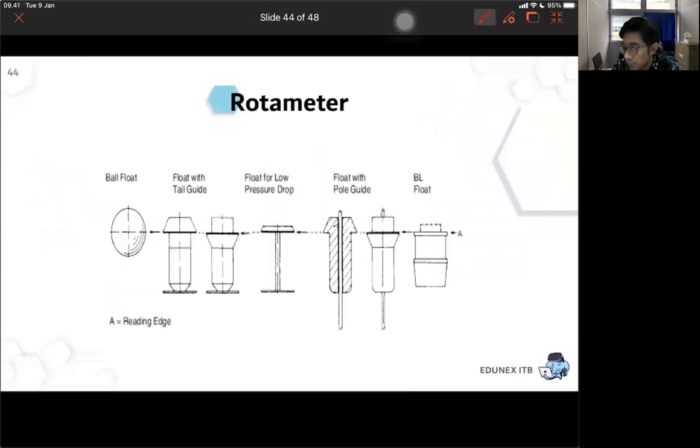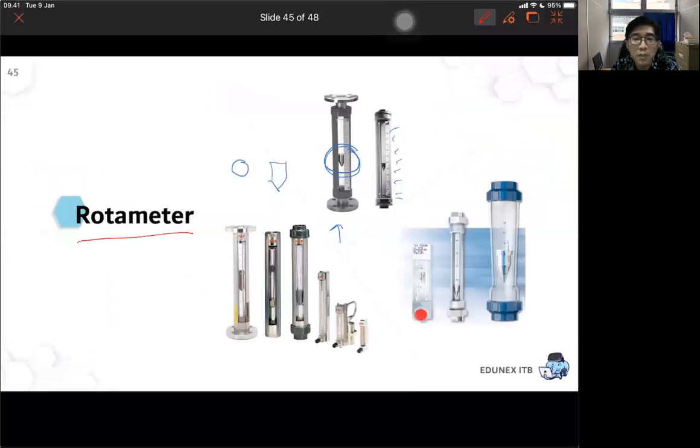Okay. Any question about this one? So if later you enter the lab and you see this kind of device, please remember that the name is rotameters.